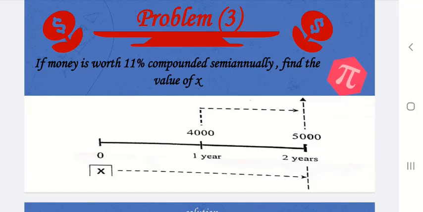In this example, because the nominal rate J equals 11% and it's compounded semi-annually, M equals 2 and I equals 11% over 2, which equals 5.5%. N for $4,000 equals 2, because the time here is 1 year. N for $5,000 equals 0, and N for X equals 4.